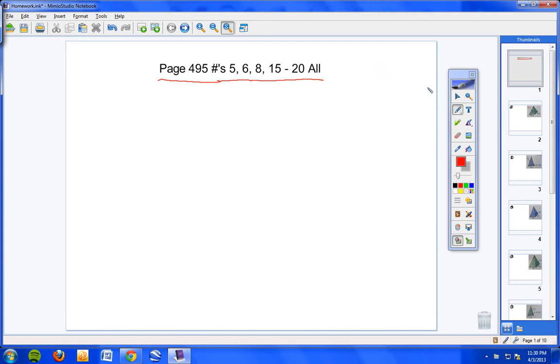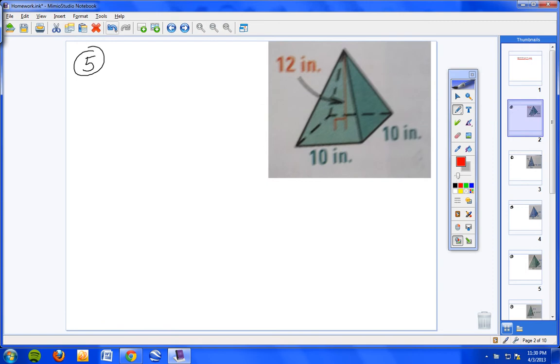But here we go. Let's start with number 5. Let me quickly turn in my book, which I should have already done. And here we go, page 495, number 5. Find the slant height. All we're doing is finding the slant height. If you read the directions, all they want you to do is find the slant height.